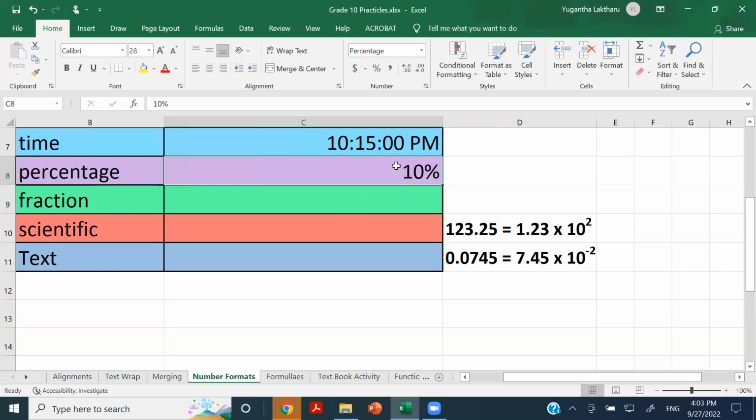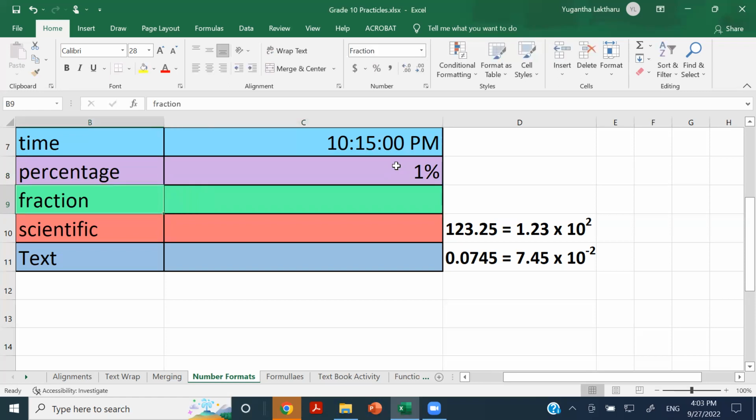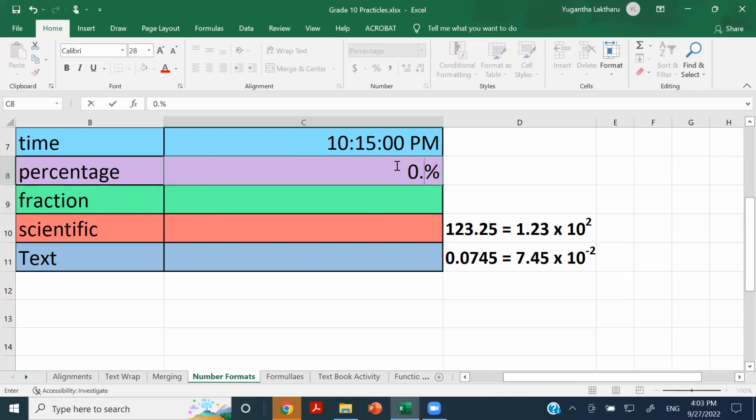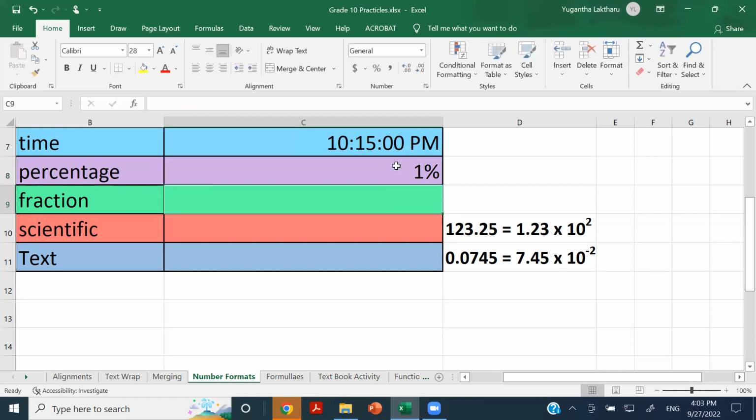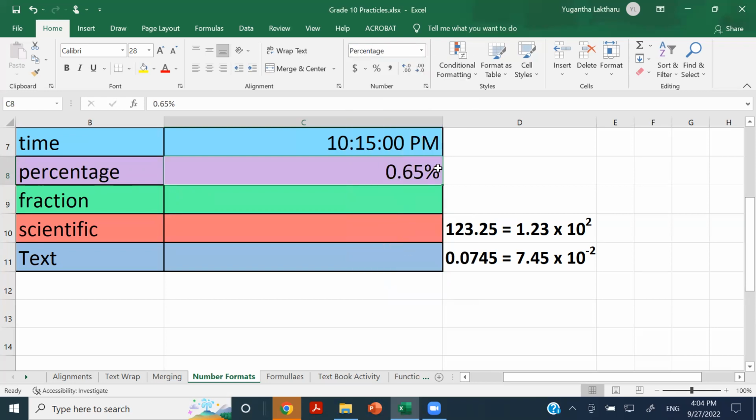Right, as well as if you want to try a decimal value, look at this. .65. See, it is rounding to the nearest whole number. And again, once I try the percentage format, it shows me 0.65.